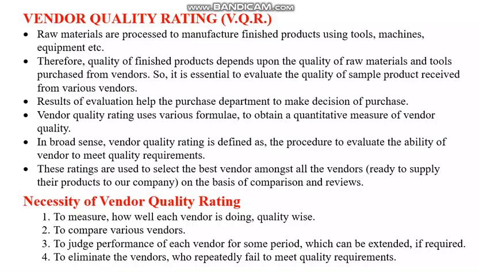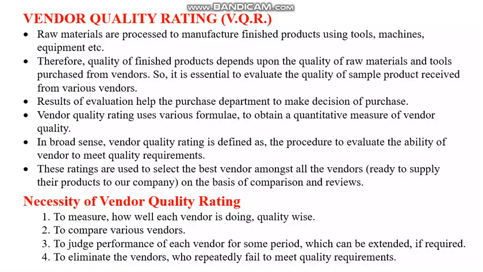Okay, that way we are going to rate the vendors. So that is vendor rating. In a broad sense, vendor quality rating is defined as the procedure to evaluate the ability of a vendor to meet quality requirements, how he is able to provide quality products to us. On the basis of that we are going to evaluate him. Evaluation means we are going to give him marks.